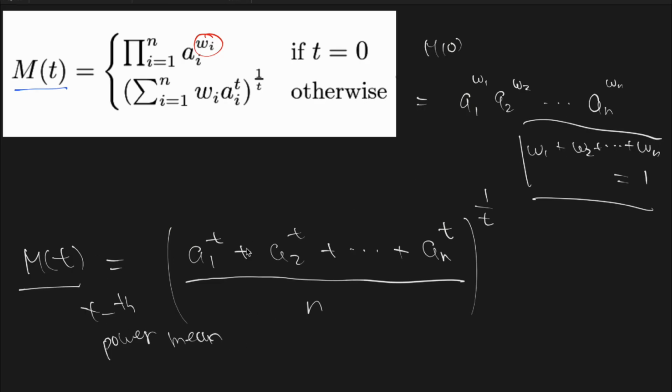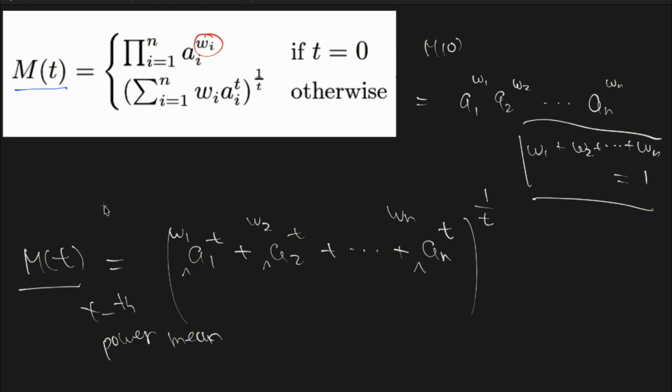And for the tth power mean, how we do the weighting is we just add the weights in front of this sum, and then we can also get rid of this. So this is the tth weighted power mean.